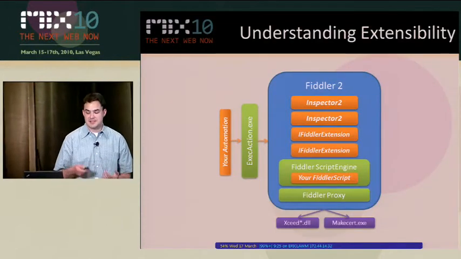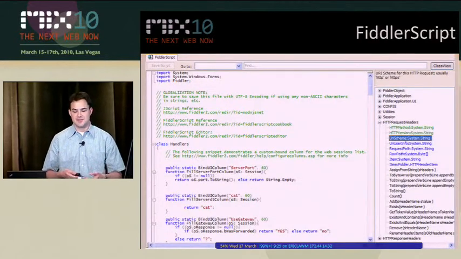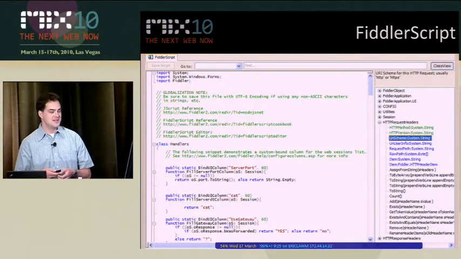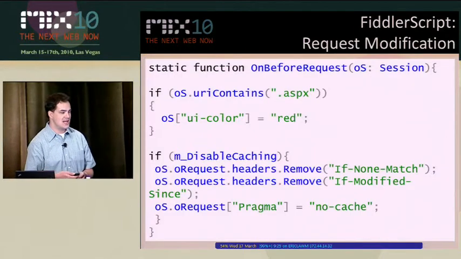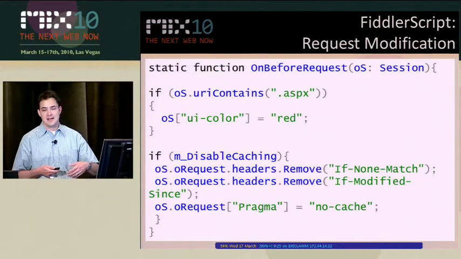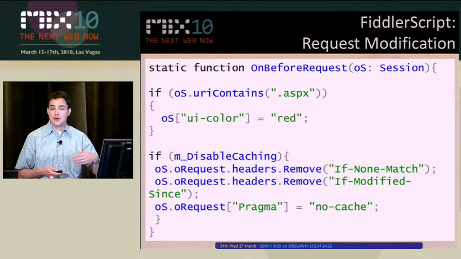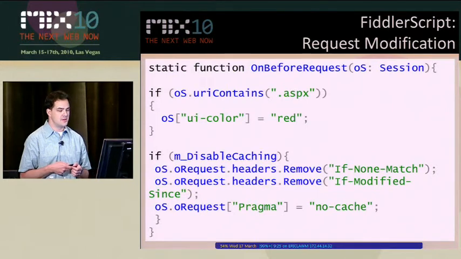Fiddler script is basically the most common way people extend Fiddler. It's just JavaScript. You click rules, customize rules, and now all of your script is available, and you can modify requests and responses. So in this case, basically, I said, hey, if the URL contains ASPX, color that session in red. I could say at this point, hey, break on this request and use a breakpoint and allow the user to modify it.